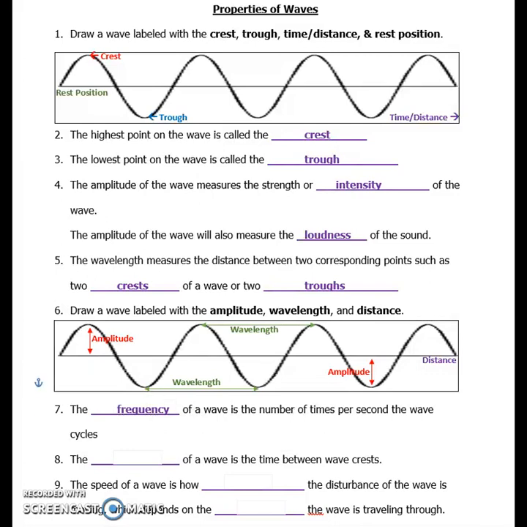Now, the frequency of a wave is the number of times per second the wave cycles. The period of a wave is the time between the wave crests. Finally, the speed of a wave is how fast the disturbance of the wave is moving, which depends on the medium or the matter that the wave is traveling through.